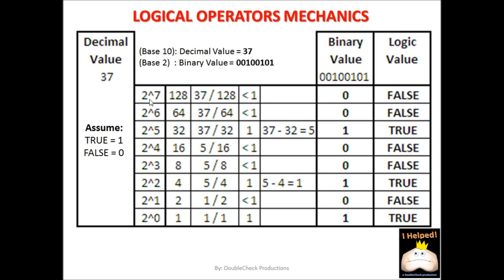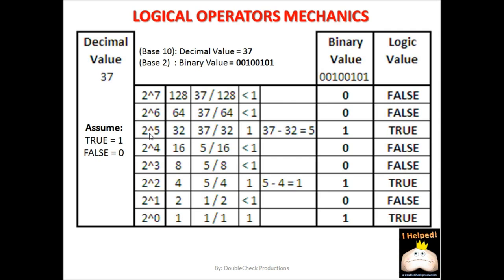We're going to start high. We're going to say 2 to the power of 7 equals 128. And if you notice, if we take 37 and divide it by that number, it comes out to less than 1. So that gives us a binary value of 0, or a logical value of false. We do the same thing again with 2 to the power of 6, which is 64. Again, we take 37 and divide by that value. It's less than 1. So again, we assume a binary value of 0, and again, a logical value of false.